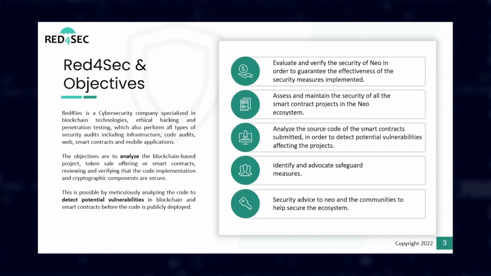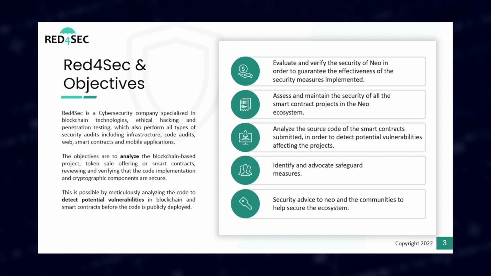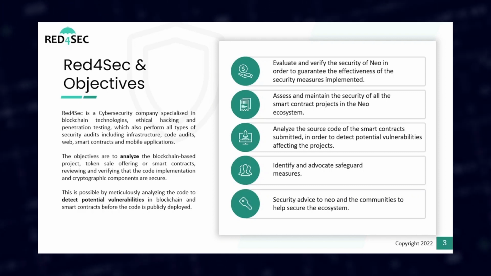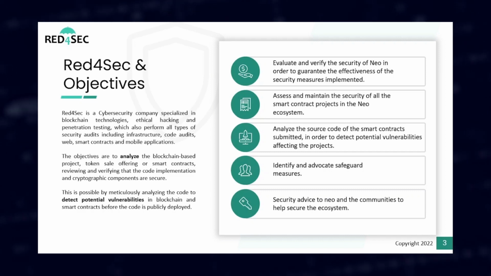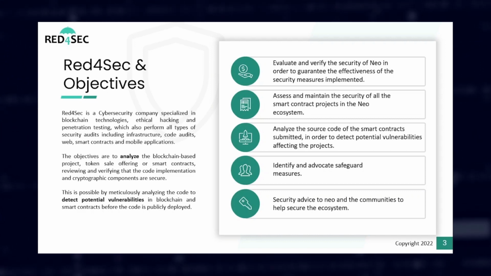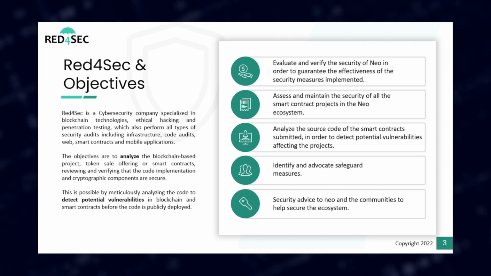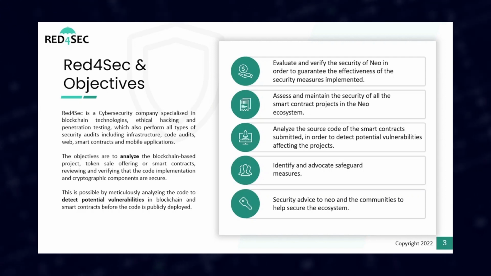Further in, our other objectives are to evaluate and verify the security of Neo, to guarantee the effectiveness of the security measures implemented, to assess and maintain the security of all the smart contract projects in the Neo ecosystem, as requested, and to analyze the source code of smart contracts submitted in order to detect all the potential vulnerabilities affecting the projects, to identify and advocate safeguard measures, and we also give security advice to Neo and the communities to help secure the ecosystem.